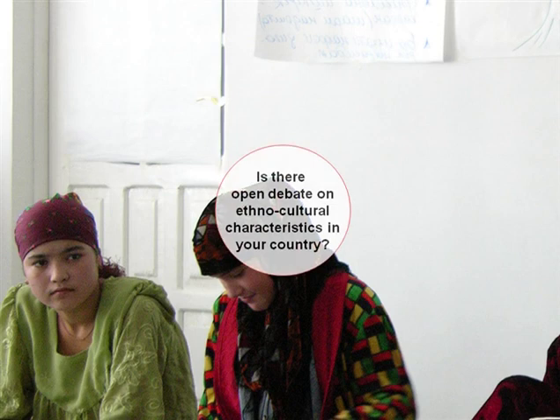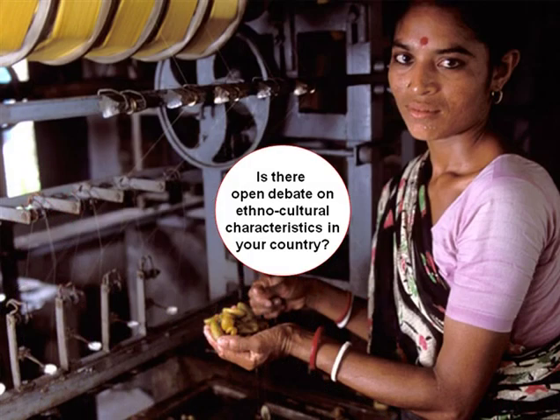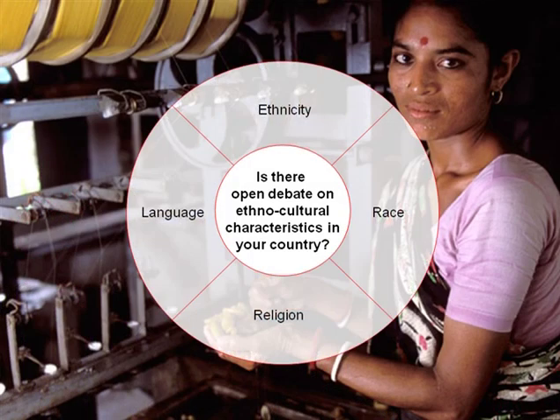The major challenge in measuring ethno-cultural characteristics is the political sensitivity of openly speaking about different identities. In some countries, there is a reluctance to acknowledge that there could be different treatments based on characteristics such as ethnicity, race, religion, or language. This can prevent public debate on the need to collect statistical data disaggregated by these characteristics.